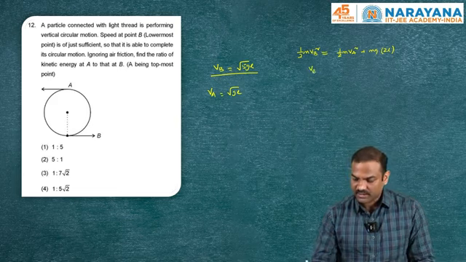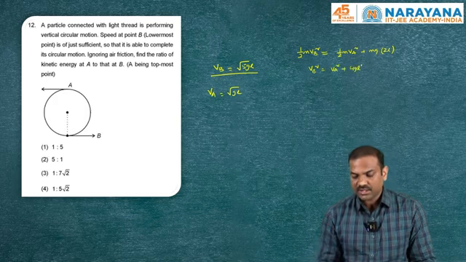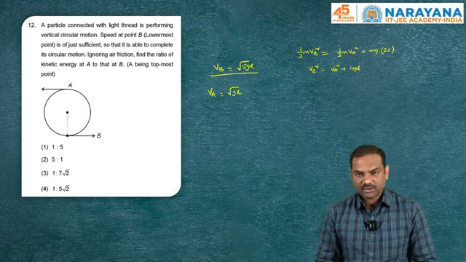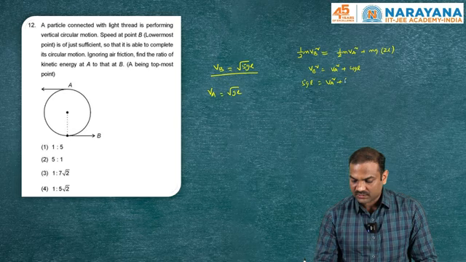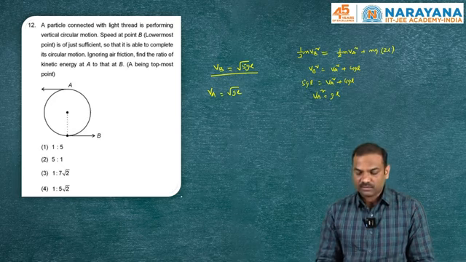Then VB square is equal to VA square plus 4GL; m will cancel out after multiplying with 2. VB square is nothing but 5GL, which is VA square plus 4GL. Then VA square goes to GL. So VA value I can write as root GL.